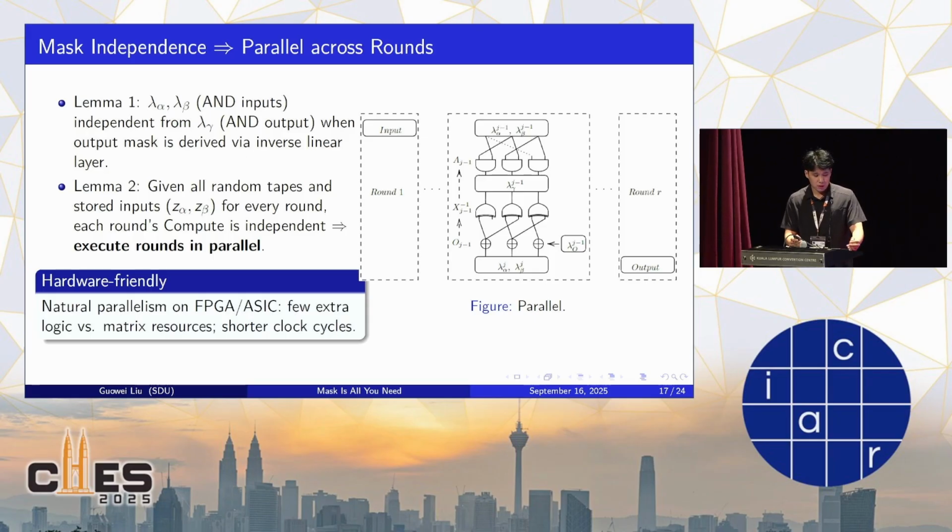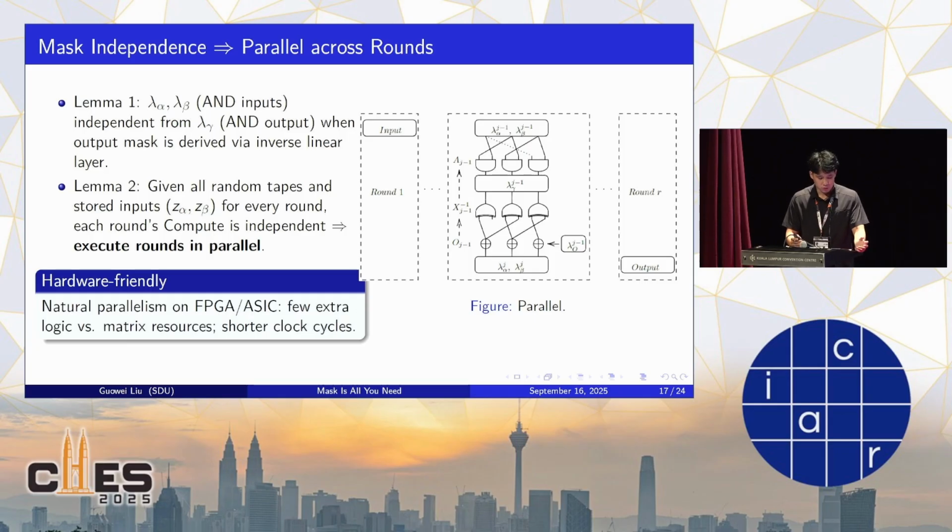First, the input masks lambda alpha and the AND gates are independent of the output masks lambda gamma. When lambda gamma is derived via the inverse linear layer, together with the masks lambda O, as I showed in this picture, inputs and outputs do not share randomness.